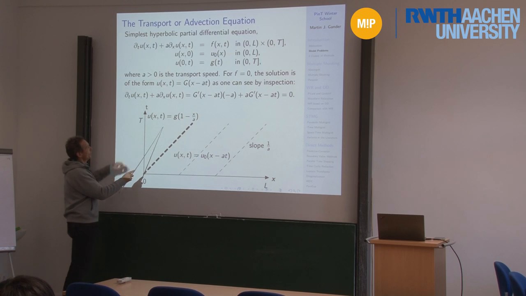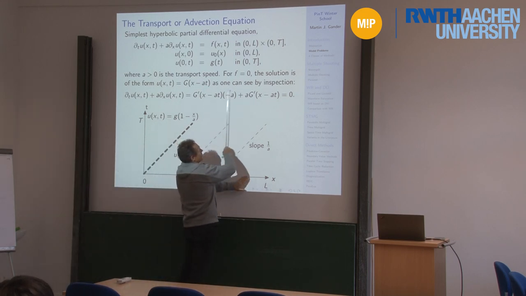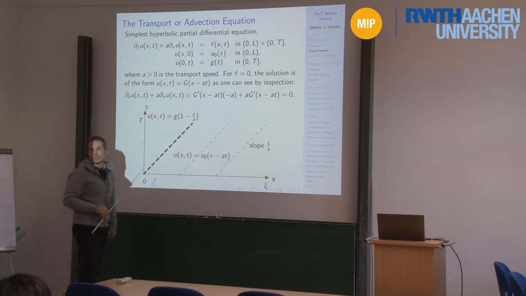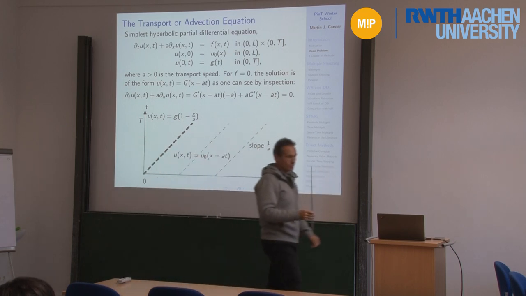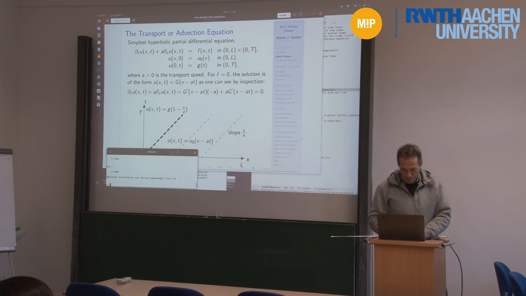And if you want to know the solution here, then you need a value at this boundary to know what the solution is here. And you cannot impose any value here because everything is determined by what's coming. This is the transport of the advection equation. It's a simple hyperbolic equation that we know. I also have an example so you can see how it runs.